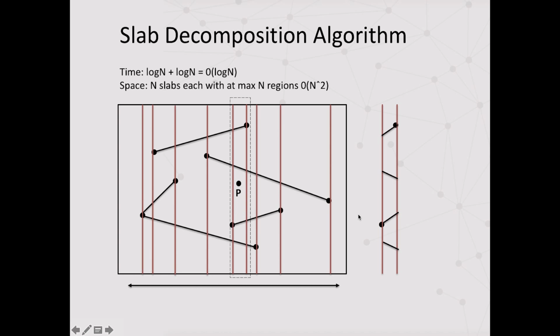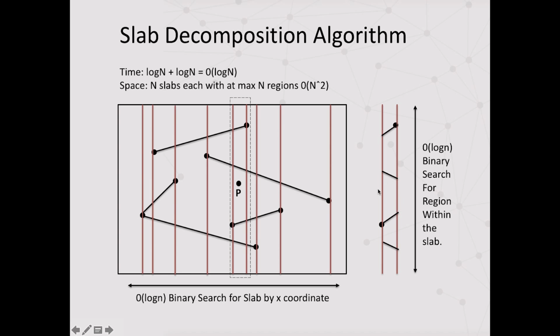What we do is we first do a binary search to find out which slab we want by the x coordinate of this point P, in order of log n time, and then within this slab we do another binary search for the exact region where the point P exists. So the time complexity of this point query is order of log n, because the combination of two binary searches is order of log n. But the space complexity is a problem here, because in the worst case each slab can have n lines and there are n slabs like this. Because we want to store the sorted order to do the binary search, we need order of n squared space, with each slab having order of n space.